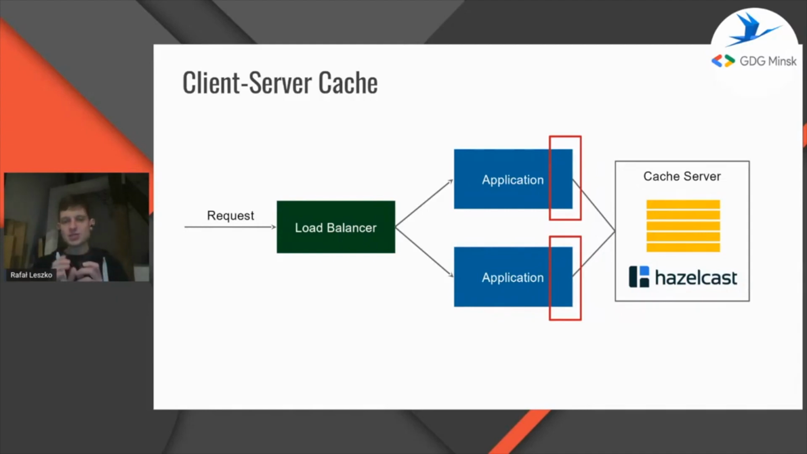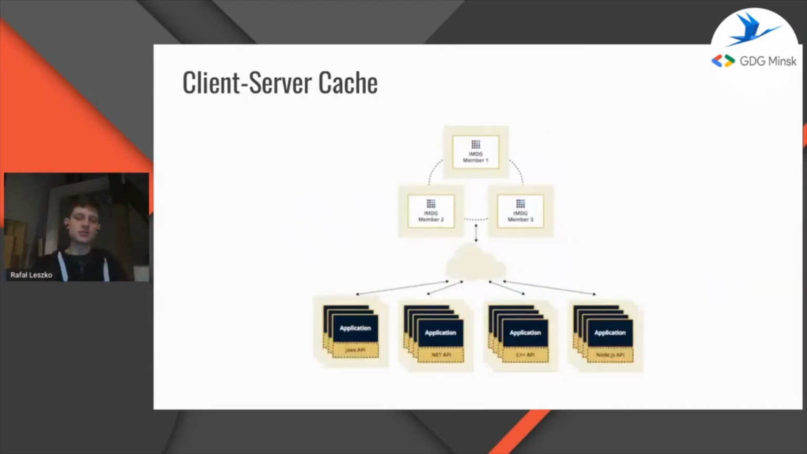Now the application uses a cache client to connect to the cache server. What it means for us is that we can use a different programming language in the application and a different one for the cache server. And that is a very common strategy: you have cache servers, and your microservices are written in different programming languages, but they all can connect to the cache server because there's a well-defined protocol between the server and the client application.